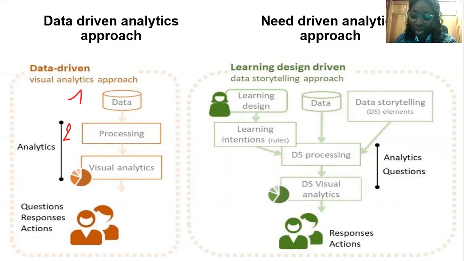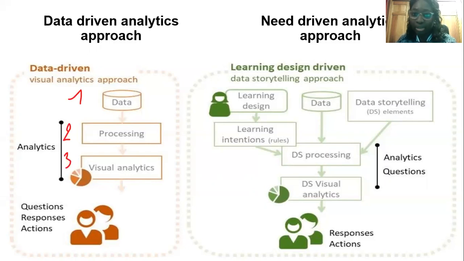Then the engine will predict trends and suggest actions that may be accurate or precise. And as the name indicates, this approach is data-driven. So the techniques are very complex and can only be mastered by data analysts. Then at the end, you will have visual analytics that will help you with your questions, your response, and your action, as you can see in step 3.